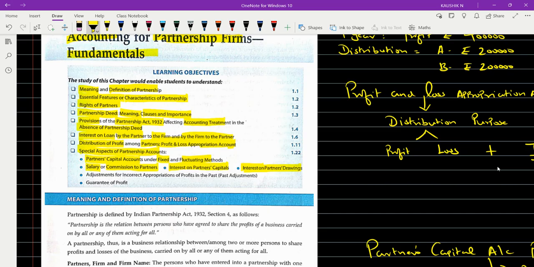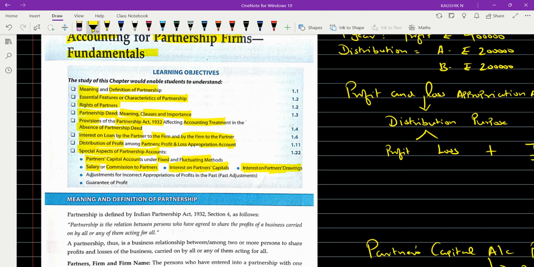As we're discussing the term interest on partners' capital, it will be considered as an income to a particular partner, whereas it is an expense to the business, that is the firm. Whereas interest on partners' drawings is vice versa. It is an income to the business, but an expense to the partner.